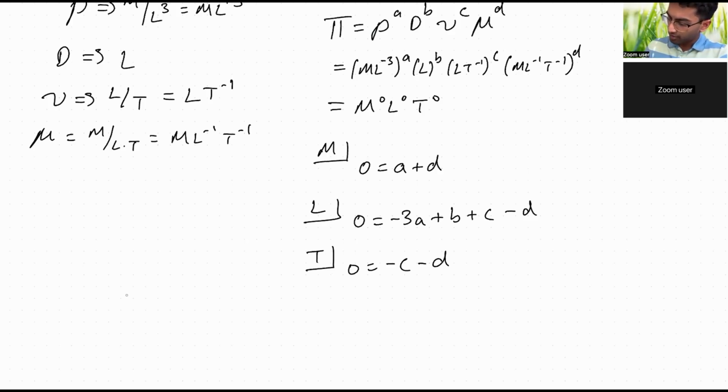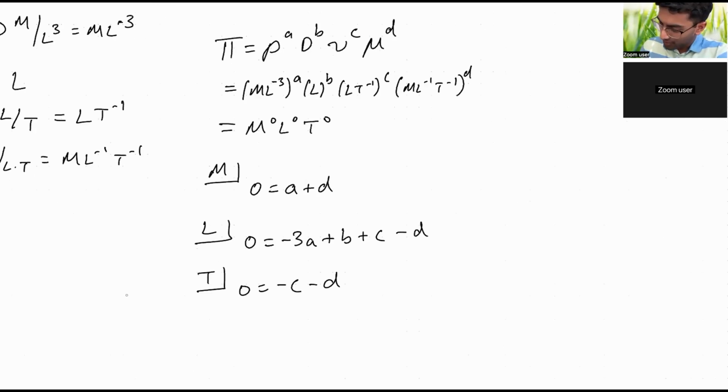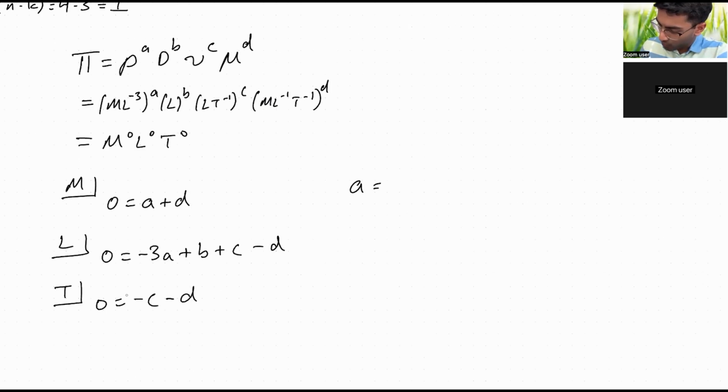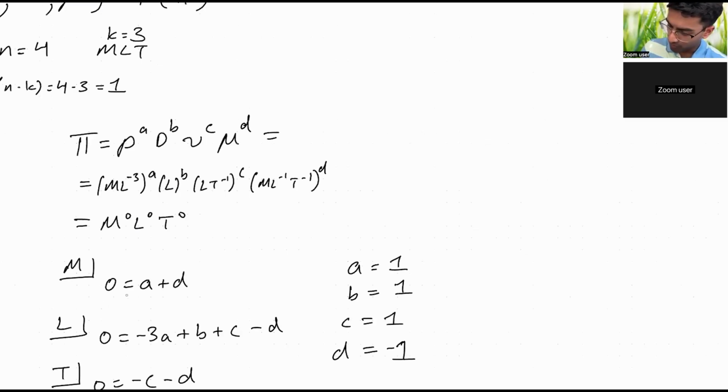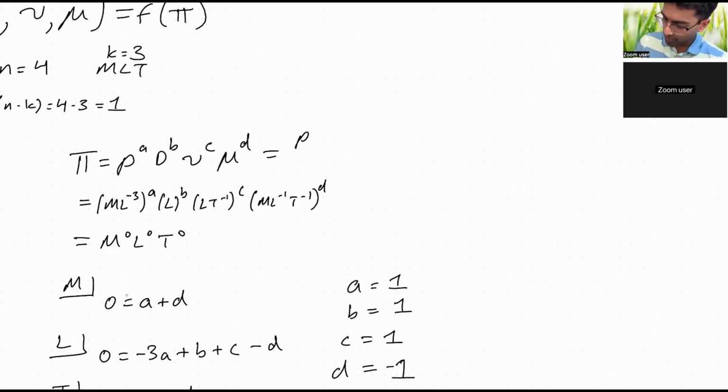Okay, so now if you actually solve for each of these values, you'll see that A equals 1, B equals 1, C equals 1, and D equals negative 1. Which means that our pi group is equal to rho times velocity times D over mu, the viscosity. And this is our dimensionless group. This actually has a famous name in chemical engineering, which is the Reynolds number, which describes fluid flow in a pipe.